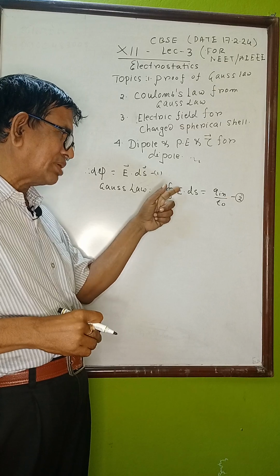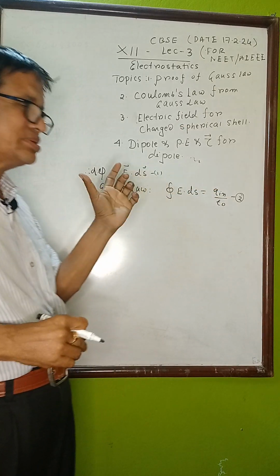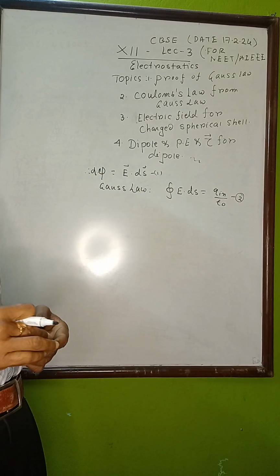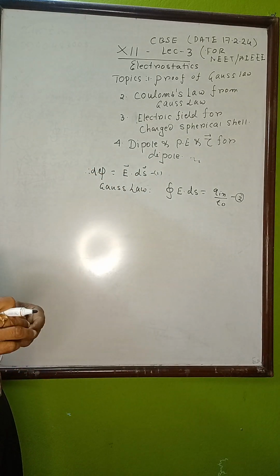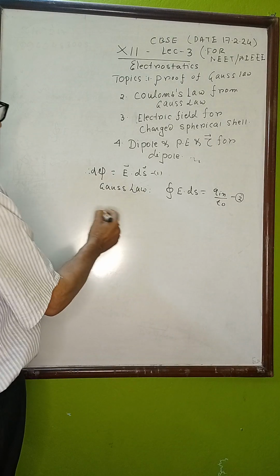Total flux through any Gaussian surface equals the total charge enclosed by the surface divided by epsilon naught. This is the basic fundamental law of Gauss. Already I have discussed it in my different lectures. Now I shall prove this law.